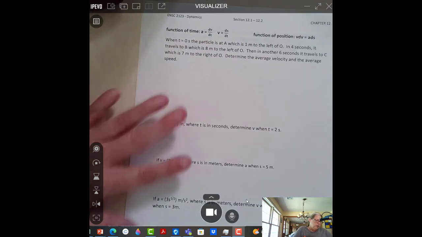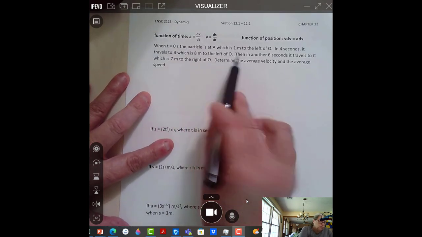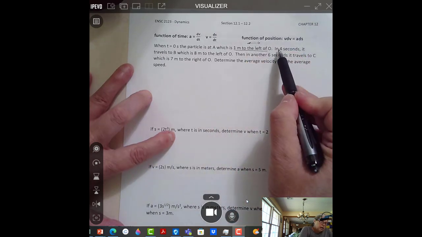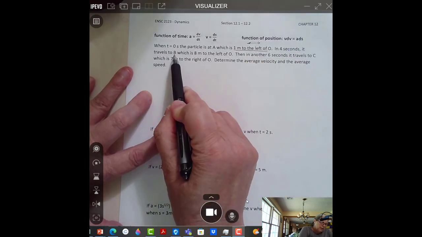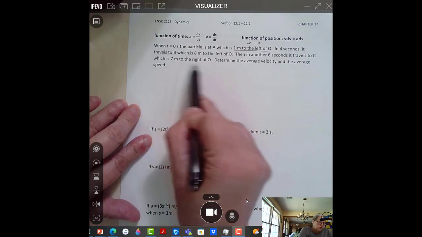And here we're going to start with when our time is 0, we have a particle which is 1 meter to the left of O. So if this is O, it's 1 meter to the left. In 4 seconds, it travels to B, which is 8 meters to the right. In another 6 seconds, it travels to C, which is also to the right.